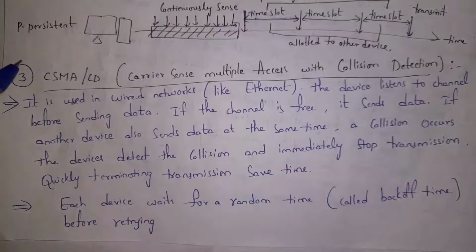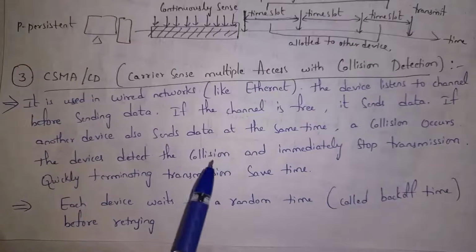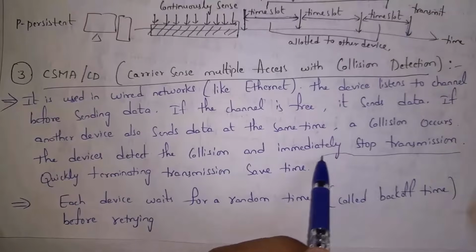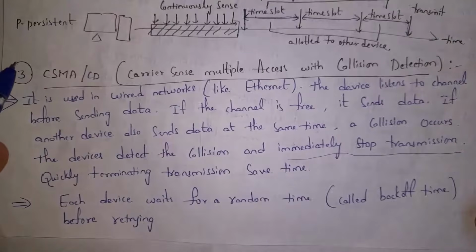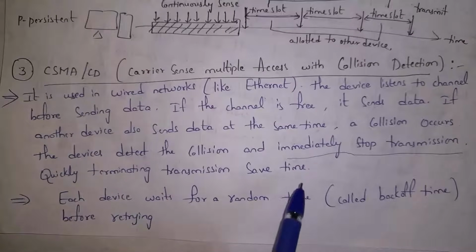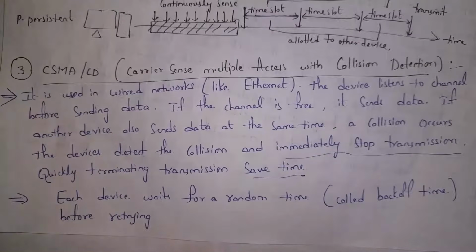In the CSMA/CD protocol, whenever a collision occurs, the device will identify the collision and will immediately stop transmission. If we stop transmission immediately, then it will save our time. If a collision occurs, the device will not send data immediately. Instead, before retrying, the device will wait for some random time. We call this random time the back-off time. After waiting for some random time, the device will again send the data.